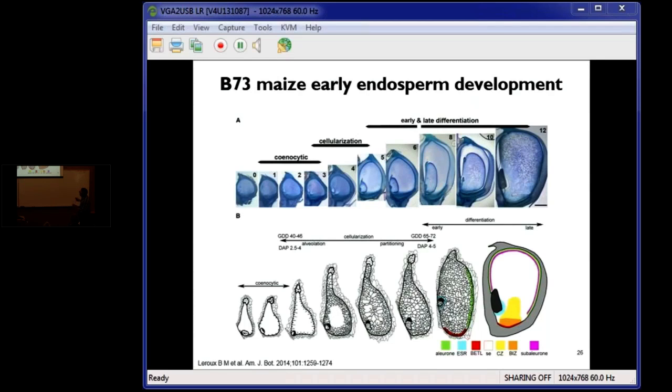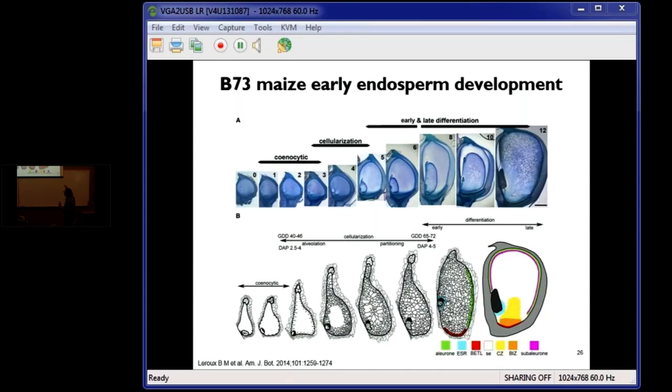We're looking at the first 12 or 15 days after pollination. In the top row you're looking at sections from the ovules before pollination, 1, 2, 3, 4, 5, 6, 8, 10, 12 days after pollination. But just to orient you, at these early stages of development, you can barely see the embryo, you can barely see the endosperm, but from here on you can see the endosperm developing.